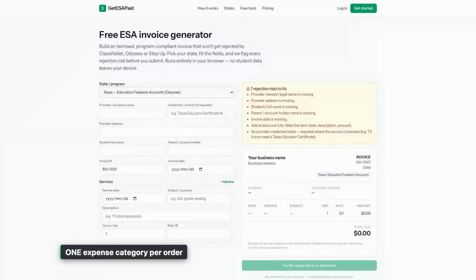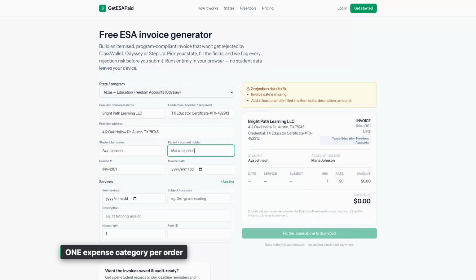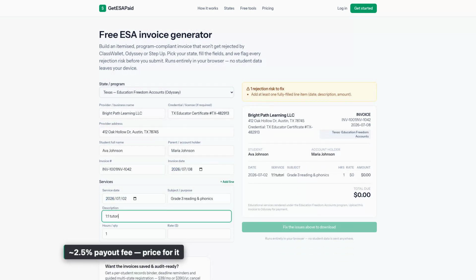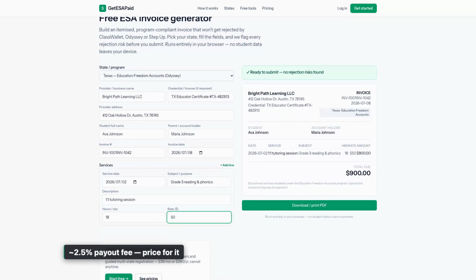Select one expense category per order. That's the rule that catches people. Families pay you through Pay Vendor, they upload your itemized invoice, and pick the category. Just one. If a single line item is unallowable, or categories are mixed on the same order, ClassWallet rejects the entire order. Keep every invoice to one clean category.